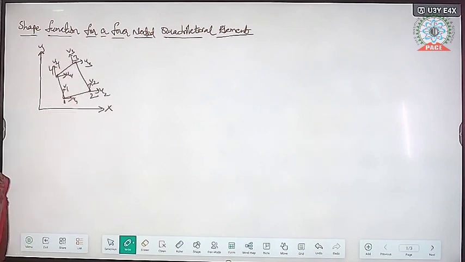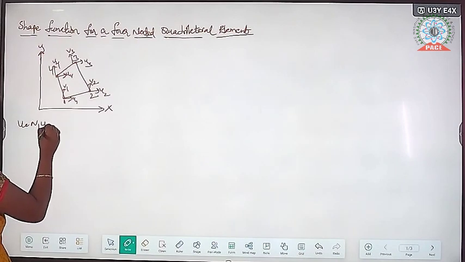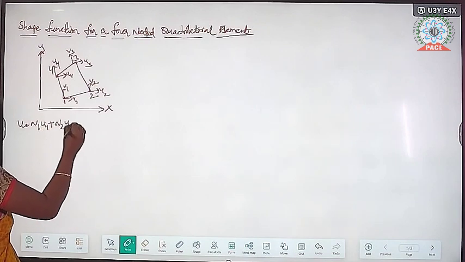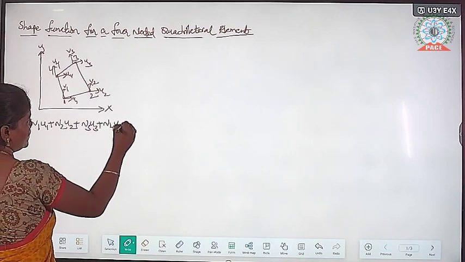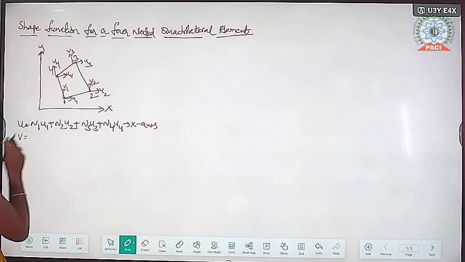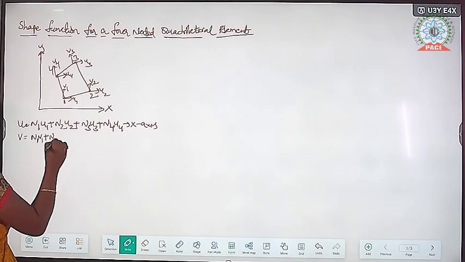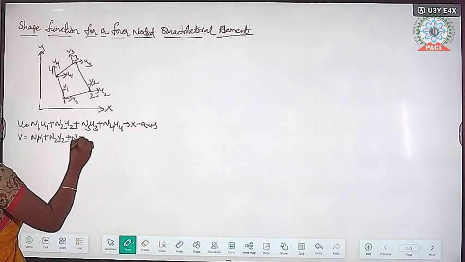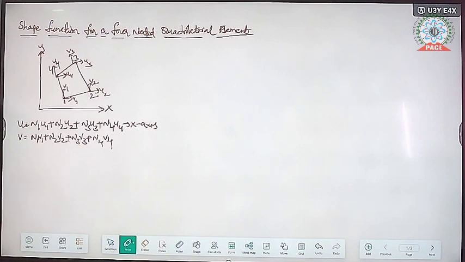For deriving the shape function equation, we already know that u is equal to N1 u1 plus N2 u2 plus N3 u3 plus N4 u4. This is for the x axis. Similarly, for the y axis we take the displacement as v: v equals N1 v1 plus N2 v2 plus N3 v3 plus N4 v4. These are the shape function equations. Finally, we get this shape function equation in matrix form. So now we have to derive this shape function equation.